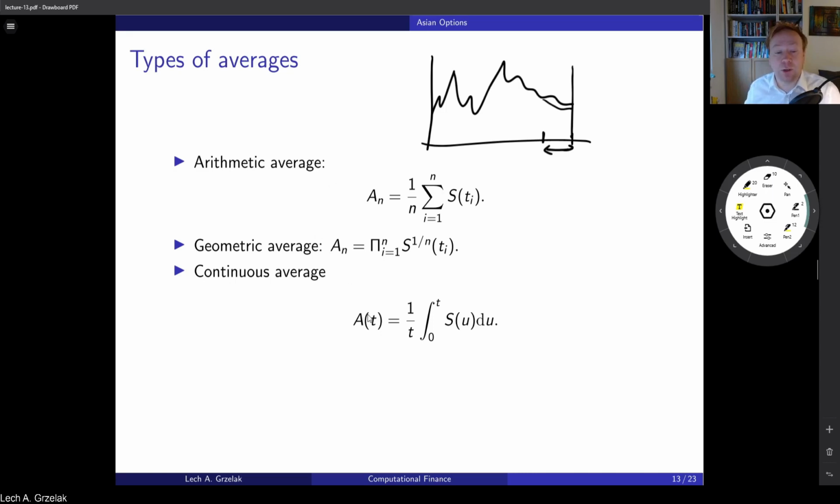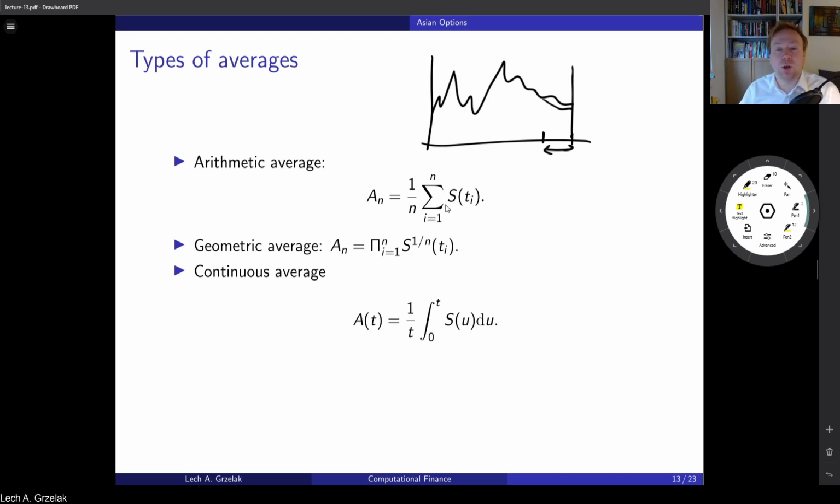And the continuous average, the final one, when we have 1 over t, and then we have the integral over S(u) du. As you can imagine, once we discretize this integral, essentially it is equivalent to the arithmetic average. It's just a different representation. Once we talk about PDEs, mathematically it is sometimes more handy to deal with an integral instead of a summation, but this is just a choice.